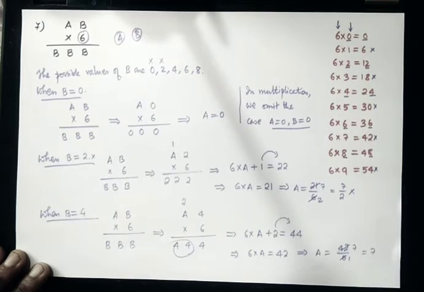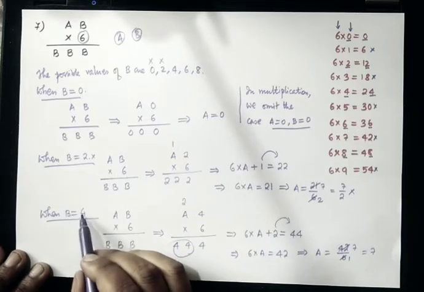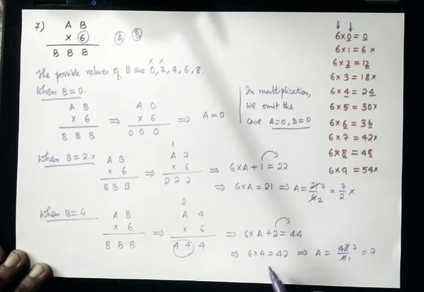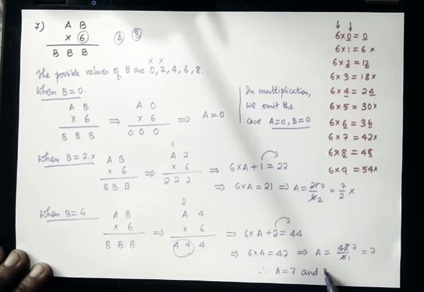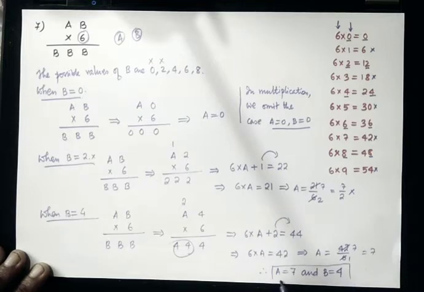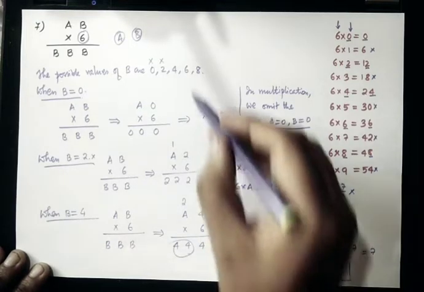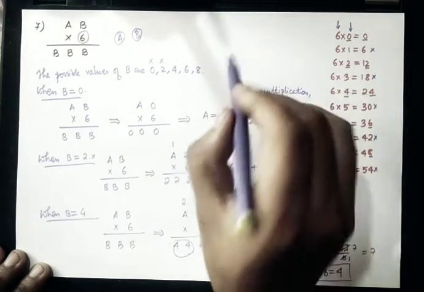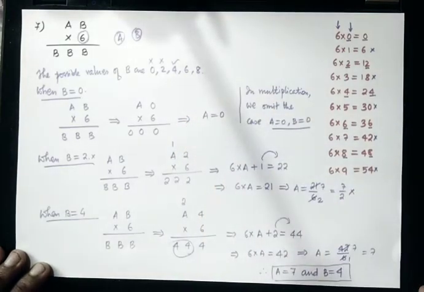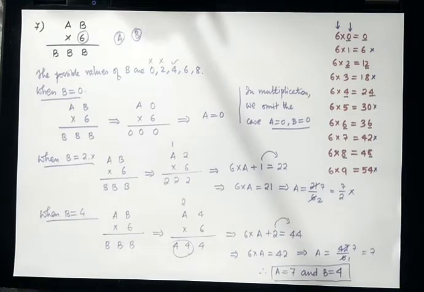So in this case we see that A is a single digit number and B is also a single digit number. So that's why my answer will be A equals 7 and B equals 4. So this is my answer. Okay, so this is one of the answers. We have still not checked cases with 6 and 8. We have to still do that. So this will be one of the answers. Okay, so you can pause the video to note down.